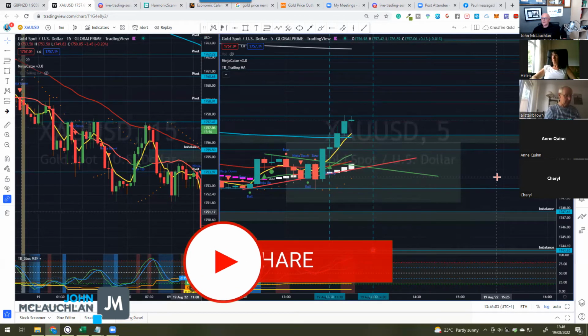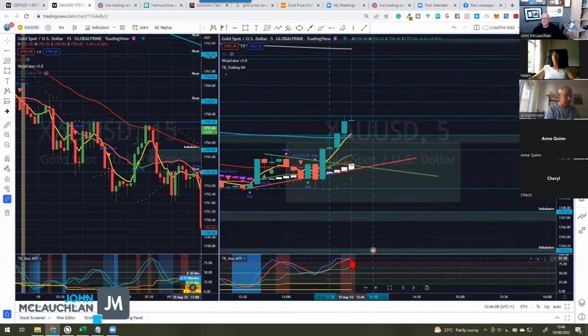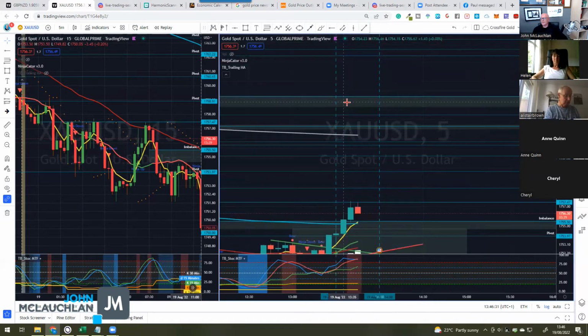So the stochastic now is in the extreme. I think there's probably a bit more room for it to go. It's at 91.3. So we're taking out this imbalance here. We've got imbalance above the 800.